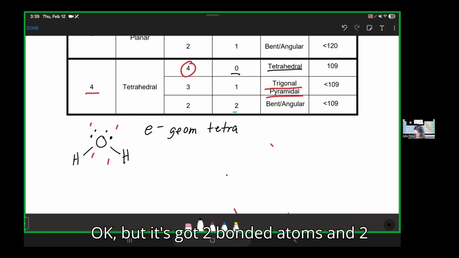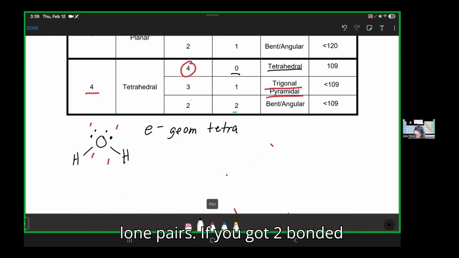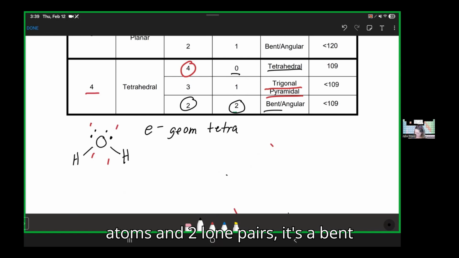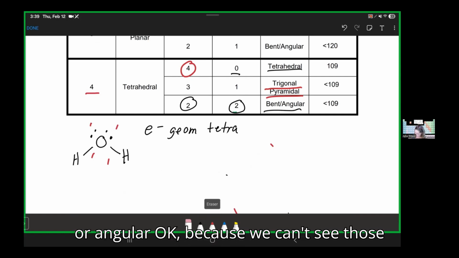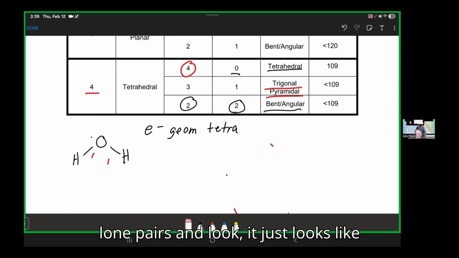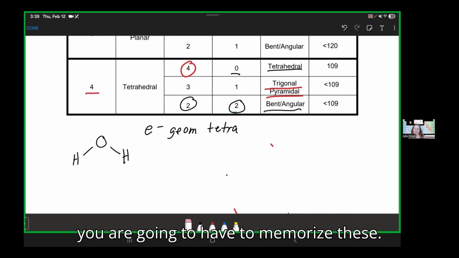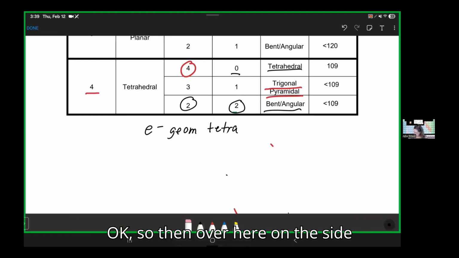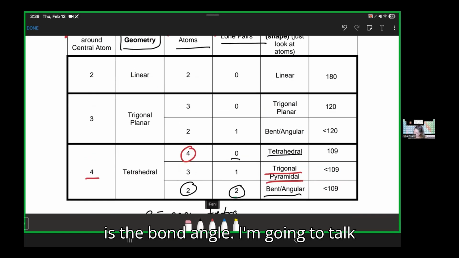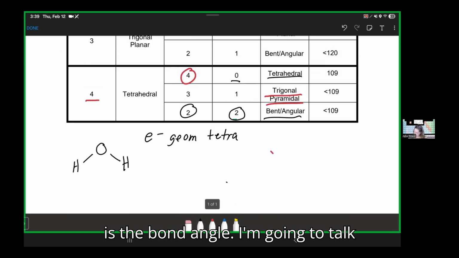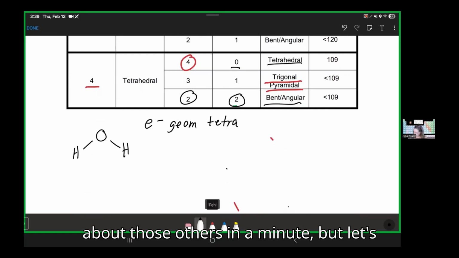But it's got 2 bonded atoms and 2 lone pairs. If you've got 2 bonded atoms and 2 lone pairs, it's bent or angular, because we can't see those lone pairs, and it just looks like a bent molecule. And you are going to have to memorize these. Then over here on the side is the bond angle. I'm going to talk about those others in a minute, but let's hit that bond angle.